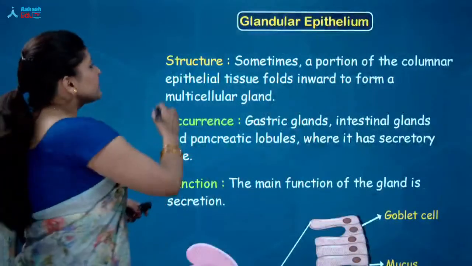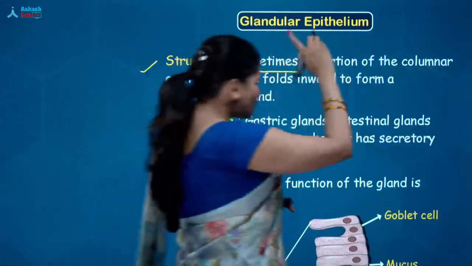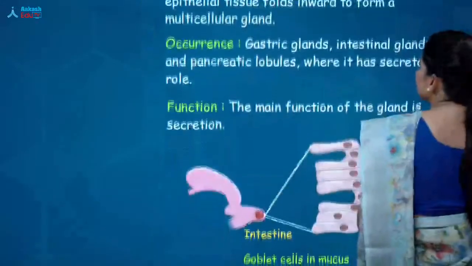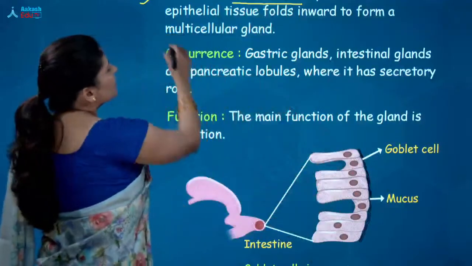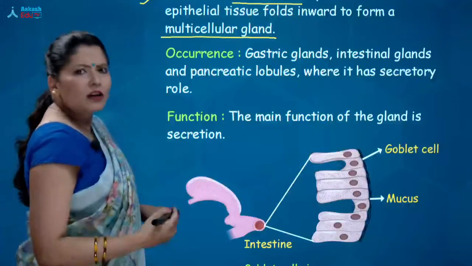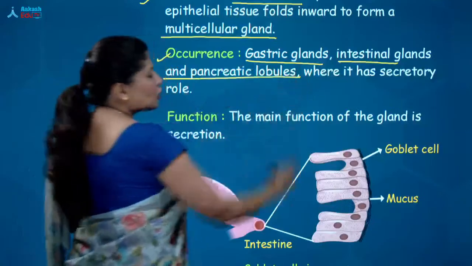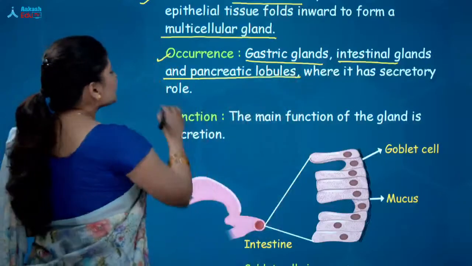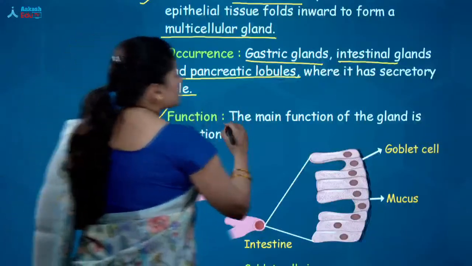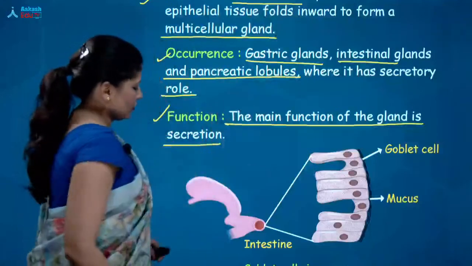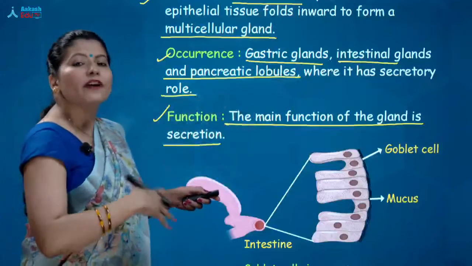Glandular epithelium. Structure, so it is sometimes a portion of columnar epithelium. So that means glandular epithelium को कौन सा tissue बनाता है हमारा, columnar, right? So columnar tissue gets modified and it forms multicellular gland. कहाँ present होता है, gastric gland, intestinal glands and pancreatic lobules. Whereas it has a secretory role. So इसका function क्या होता है, secretion. The function of this gland is secretion. So this is the diagram. You can clearly see कि यहाँ पर हमारी columnar cell ने क्या बना दिया है, modify होकर glandular cell.